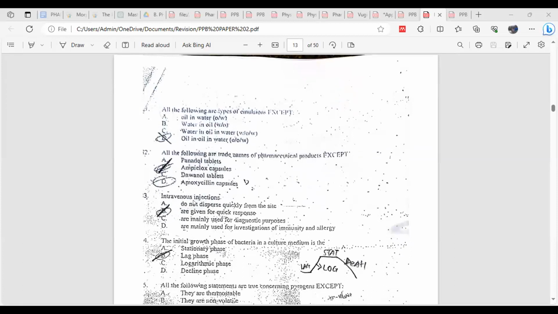IV injections do not disperse quickly from the site, are given for quick response, are mainly used for diagnostic purposes, are mainly used for investigations of immunity and allergy. You're quick. Yeah, being a makes sense. Response.